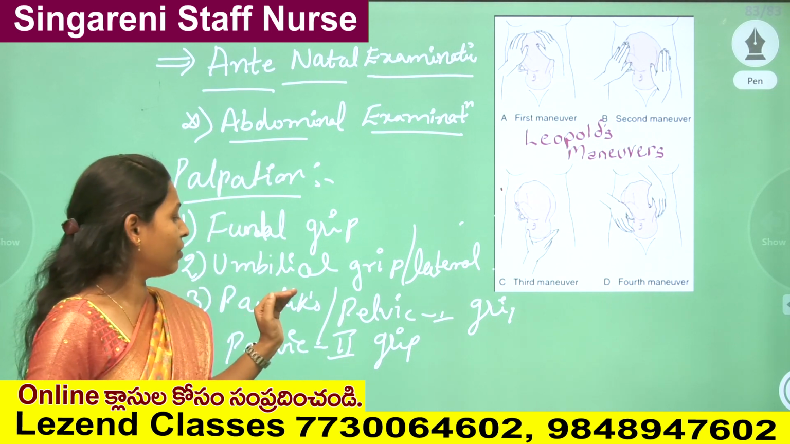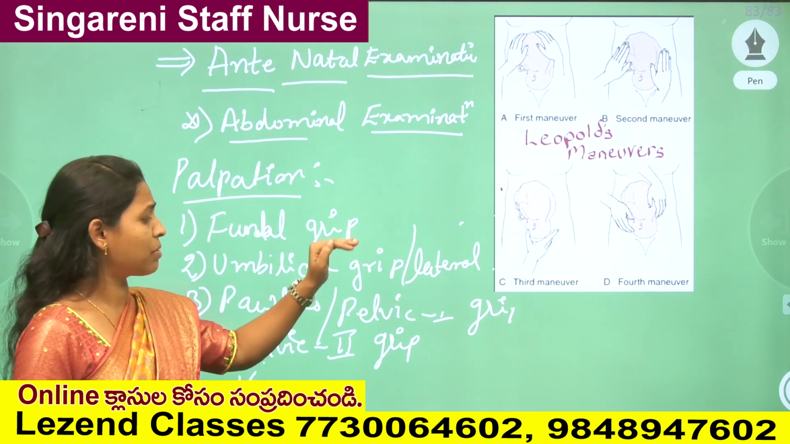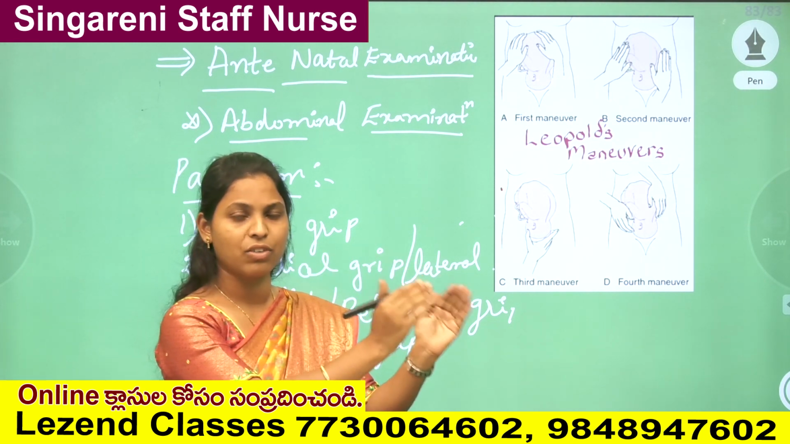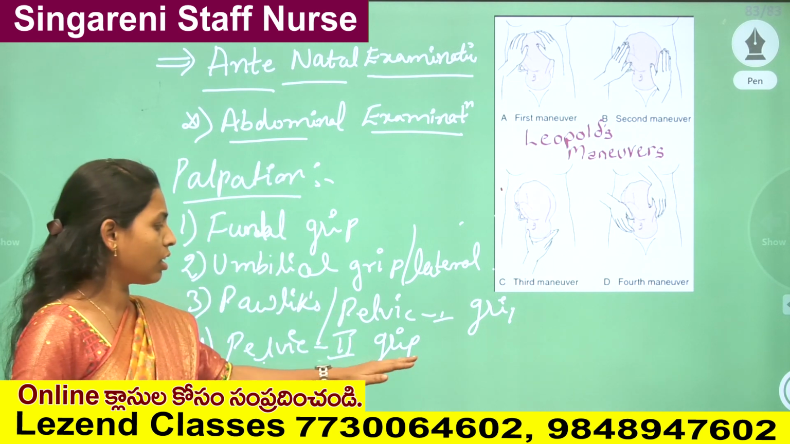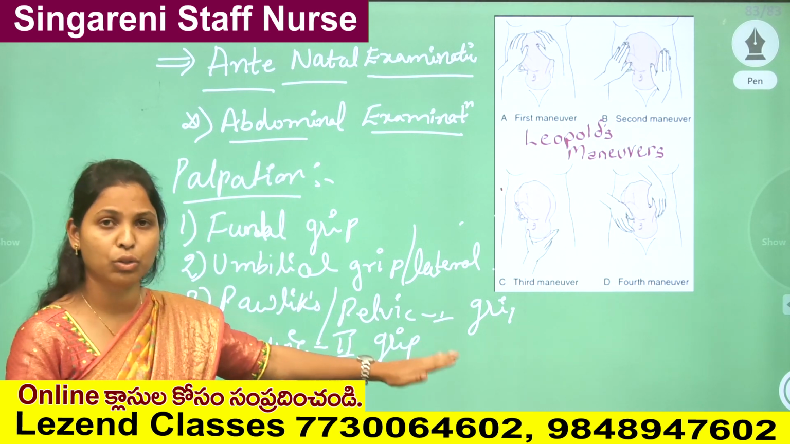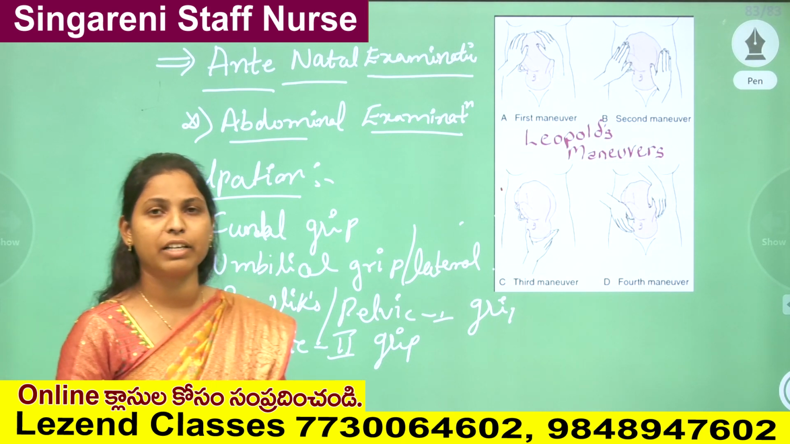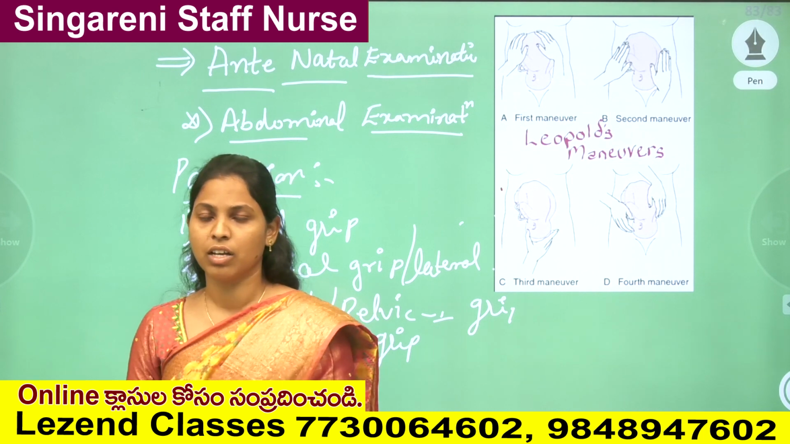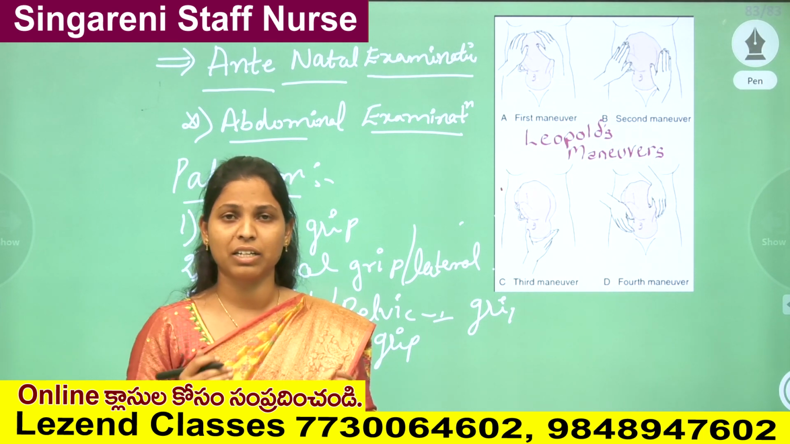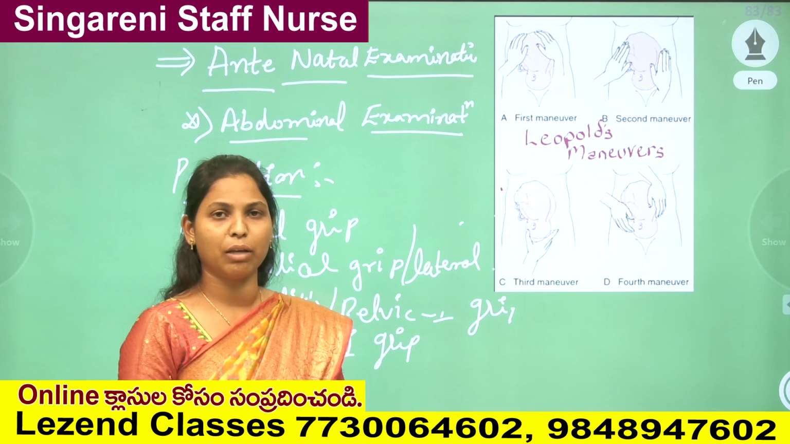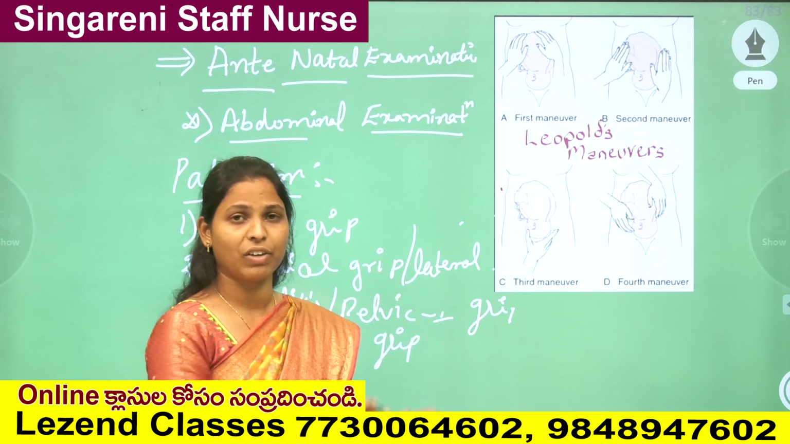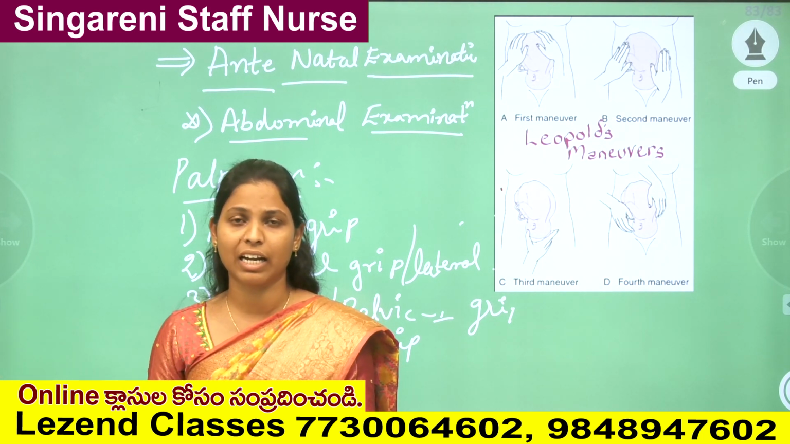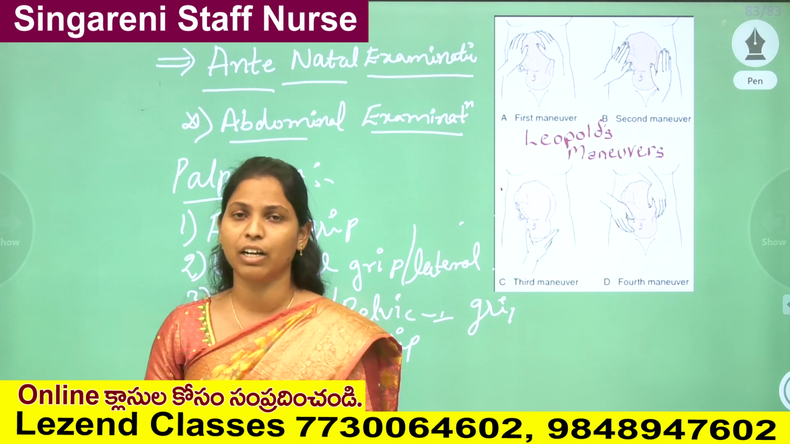After the first grip, second grip and third grip, we will face towards the woman's face side. When it comes to the pelvic second grip, which is the fourth maneuver, we have to face towards the mother's feet side. We have to change position, staying on the right side of the mother, but for the first three grips you face towards the mother's face side. When you come to the fourth maneuver, the pelvic second grip, you will face towards the feet side of the mother.